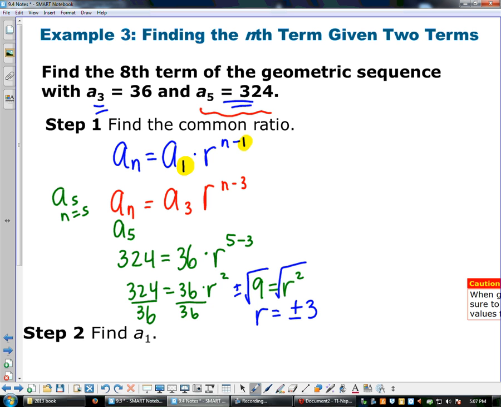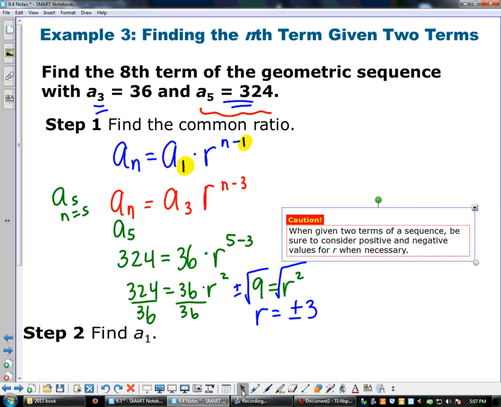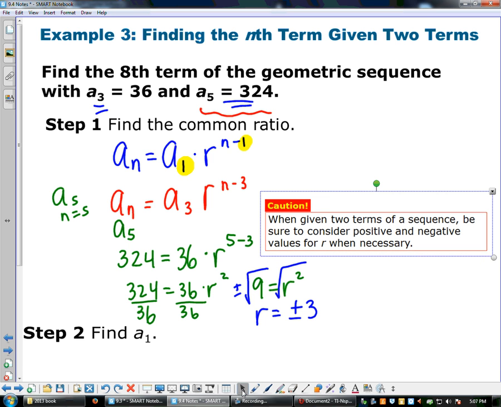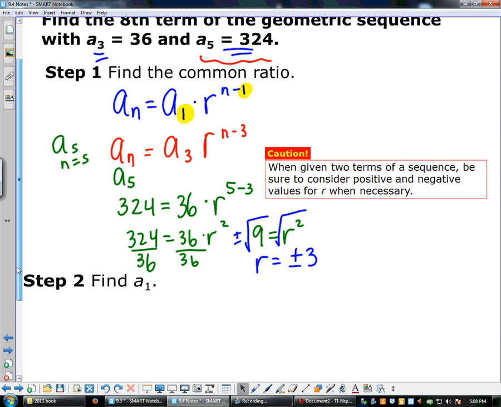So I'm going to have two different ratios that could have gotten me there, and I need a little caution here. When we are given two terms of a sequence, you always want to make sure that if you have a positive and a negative value, you consider both of those for r. So when we find the first term, a sub 1, I need to consider both possibilities. But that's if you were taking a square root of both sides or a fourth root. If it was a cube root, you wouldn't have to worry about that, because those don't have a plus or minus outside the radical. This one did though, so let's see what we're going to do.